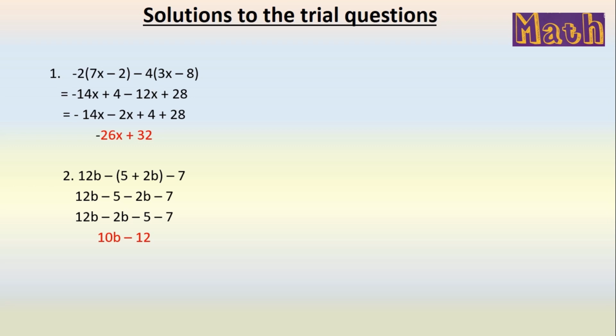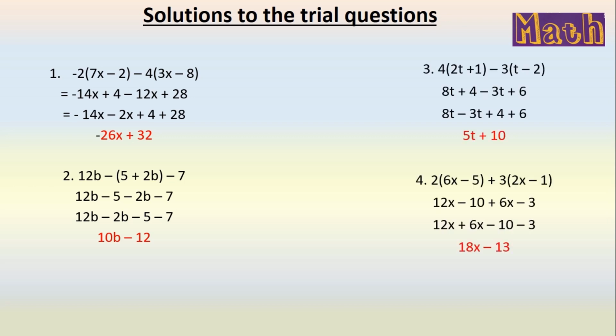The next trial work was 2b minus 1 into bracket 5 plus 2b bracket close minus 7. And the answer is 10b minus 12. The next trial work was 4 into bracket 2t plus 1 bracket close, then minus 3 into bracket t minus 2 bracket close. And the answer is 5t plus 10.